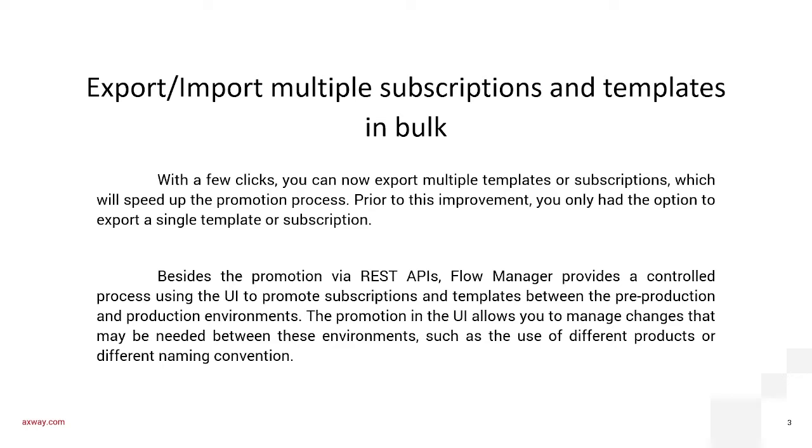Besides the promotion via REST APIs, Flow Manager provides a controlled process using the user interface to promote subscriptions and templates between the pre-production and production environments. The promotion in the user interface allows you to manage changes that may be needed between these environments, such as the use of different products or different naming conventions. Let me show you what this means.